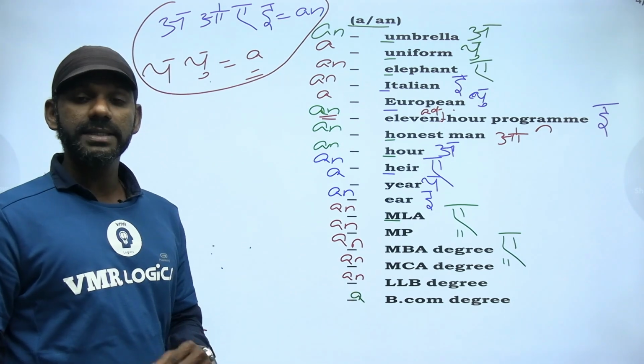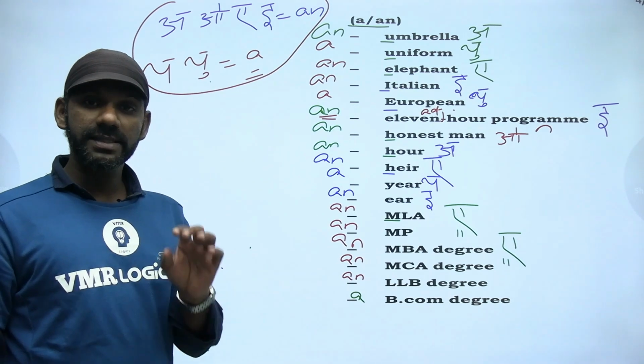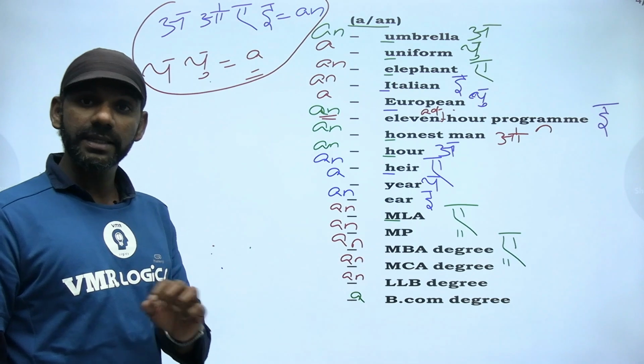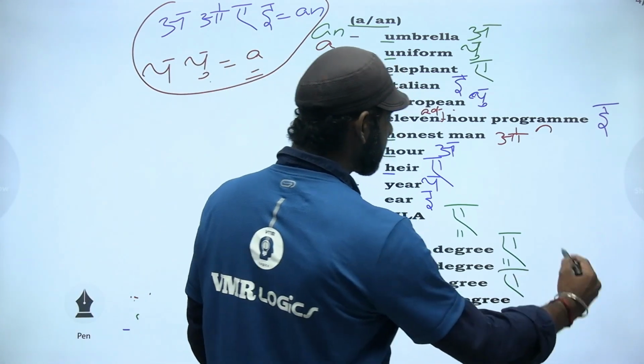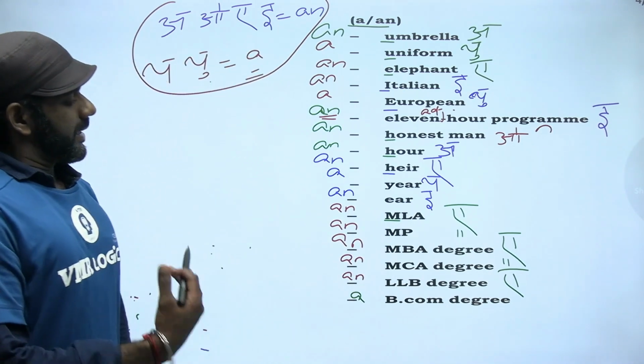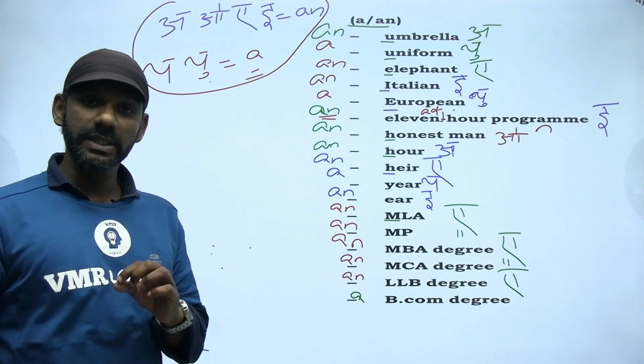LLB degree. L is not a vowel letter. L is a consonant letter. Forget about it. This word is pronounced as LLB. L, the first sound is A. It must be an LLB degree. BCom degree. Now BCom, the first sound is B.